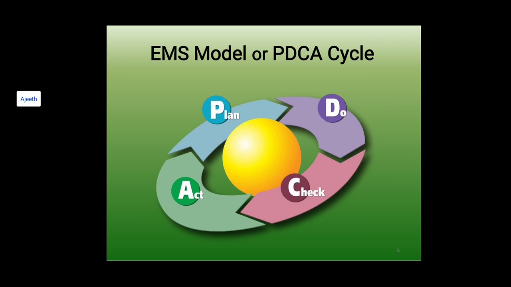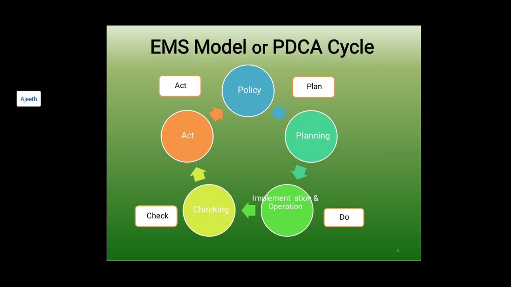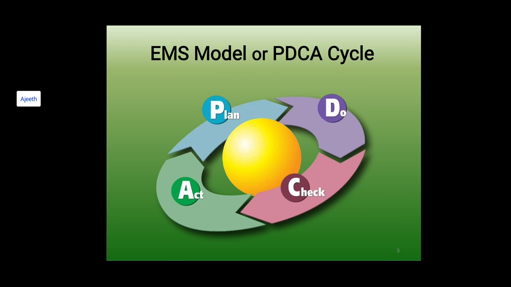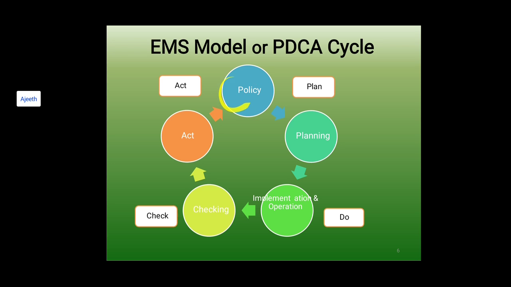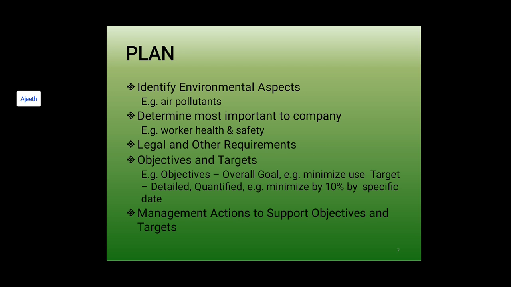EMS model or PDCA, what do you mean by PDCA? Plan, do, check and act. Okay, the EMS model can also be said as the PDCA model. So in one elaborated cycle of the PDCA model, we have plan, implement, checking and act, and it becomes a policy, right here. So the act and the policy is the act part, the policy and the planning is the planning part, implementation is the do part, and checking is the check part.